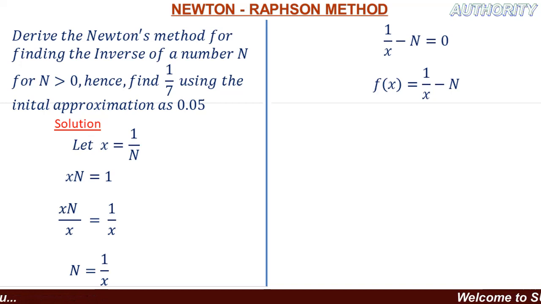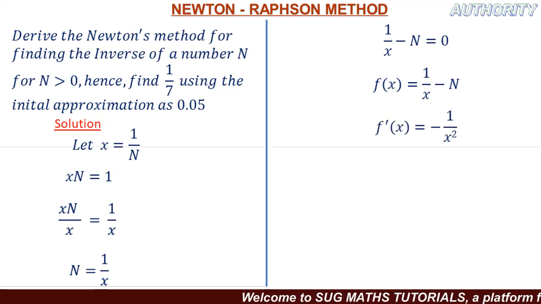Now from here, Newton-Raphson requires the first derivative of the function. So let's go ahead and find the derivative of this function. When we find the first derivative, it's going to give us f prime of x is equal to minus 1 all over x squared. This is the derivative.